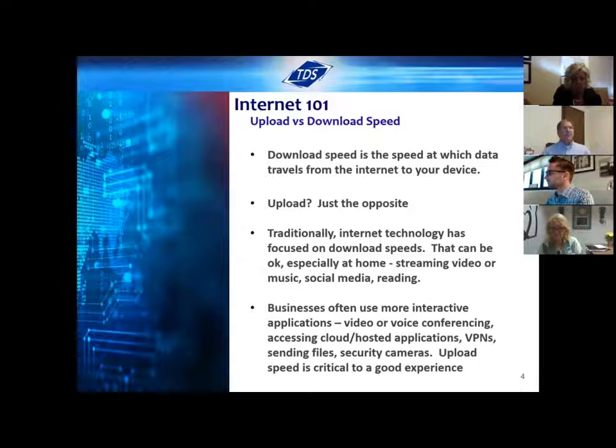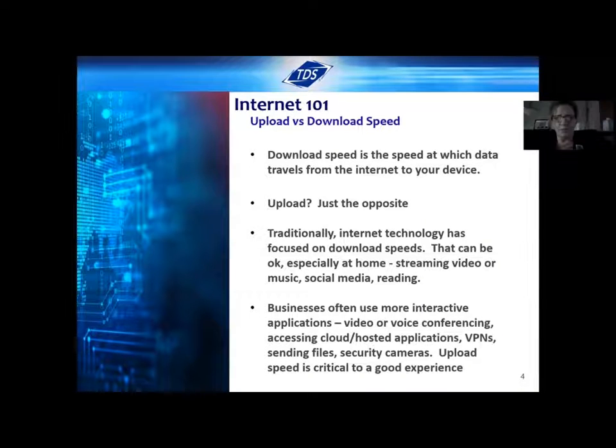So the download speed is the speed at which data travels from the internet to your device. Your upload is actually your information going from your building out to the world. And when you look at the download and the upload, years ago, you'd ask people what they have for internet bandwidth, and they'd say, oh, I've got 100 meg, or I've got 200 meg. And that's only part of the picture.